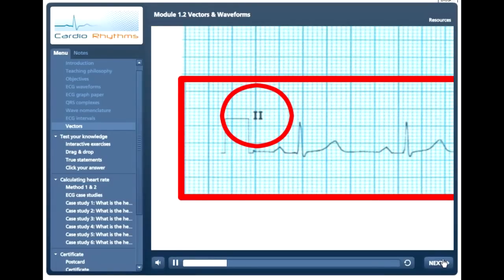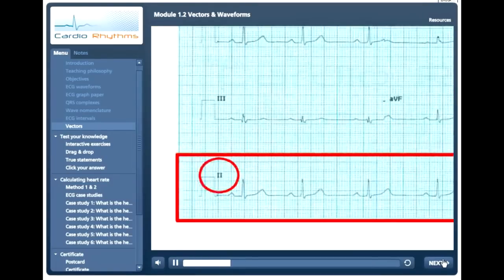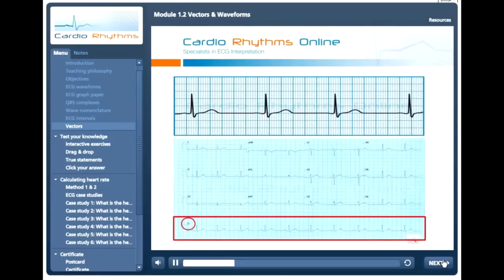There are 2 reasons for this. Firstly, a lead 2 usually allows for good recognition of P waves. And secondly, it usually faces the wave of depolarization. In other words, it normally gives us positive waveforms. Let's look at this in more detail.